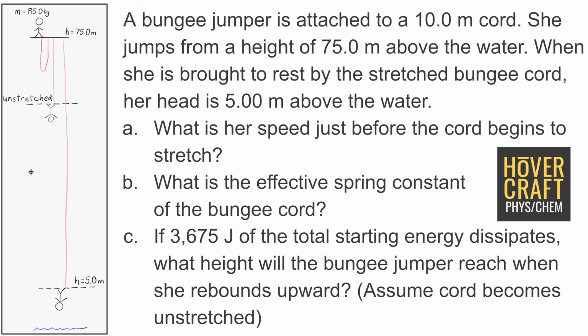The formula for elastic potential energy has a spring constant in it, and that basically describes the stiffness of the spring. In this case, we could think of it as the stretchiness of the bungee cord. Spring constant is measured in newtons per meter. It tells you how many newtons of force you get per meter of stretch.